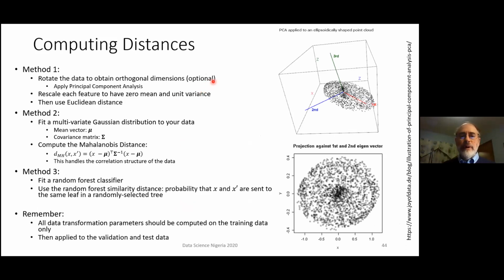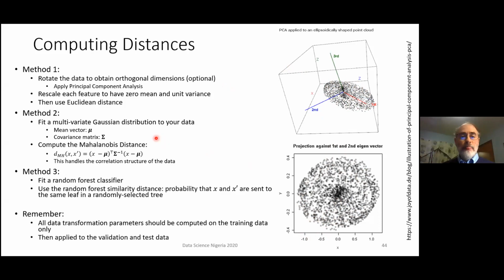But it's often wise first to apply principal component analysis and rotate the coordinate system so that the coordinate system is aligned with the directions of maximum variance of your data. So, here's a case of 3-dimensional data projected down onto its first and second eigenvectors by principal component analysis. And that spheres the data, so now distances are going to be more sensible, right?